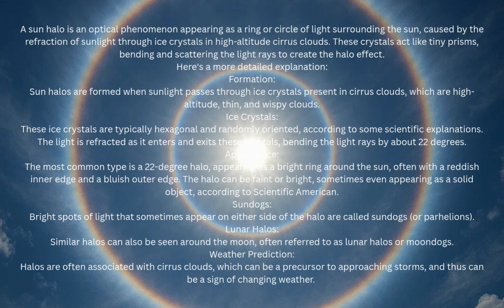Weather prediction. Halos are often associated with cirrus clouds, which can be a precursor to approaching storms, and thus can be a sign of changing weather.